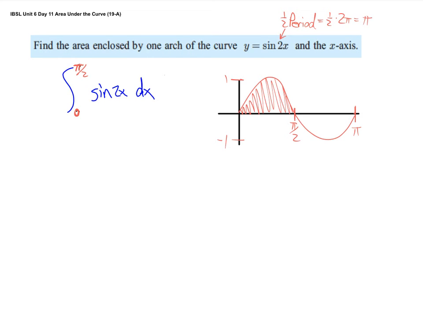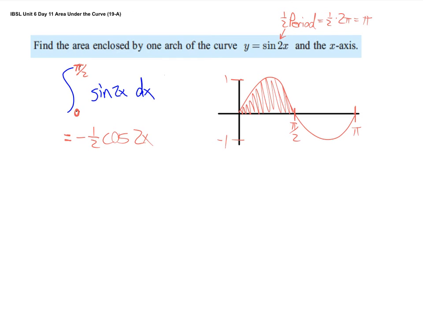So let's see here. We have sine of 2x. So this is one of those function of a linear function. So when I take the integral of sine, what do I need to do? Negative cosine. It's negative cosine of 2x, but the 2x means I need to do what? 1 over 2. Yeah, I need to multiply by a 1/2. So it's going to be negative 1/2 cosine of 2x.